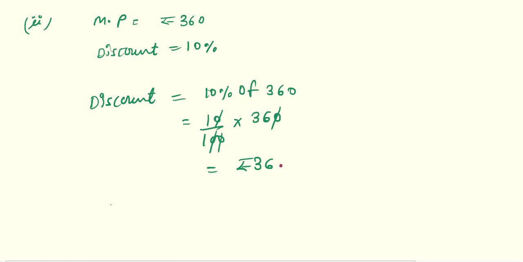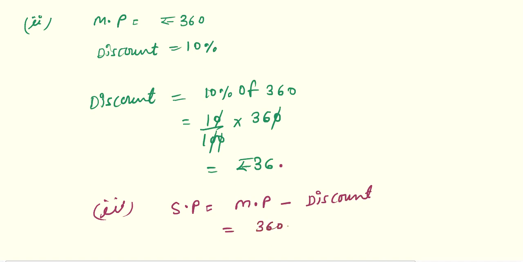Now third is the selling price. As you know, selling price means marked price minus discount. The marked price is 360 and the discount is 36. So rupees 324 is the selling price.